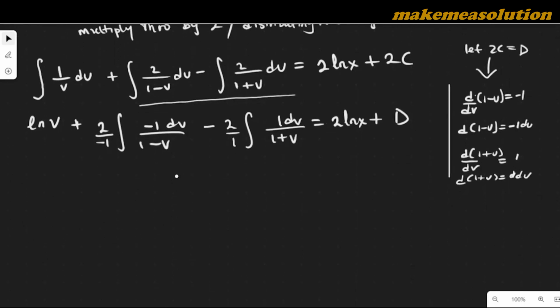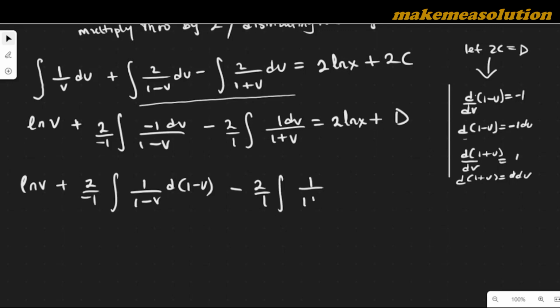So remember, when you're integrating something like this, you have to look for a way to modify what you have in the integrand, so that it gives you the d of what is in the denominator. So this is what happens. You now have 2 over minus 1 integral of minus 1 dv, which is d of 1 minus v. Is that okay? And minus 2 over 1 integral of 1 dv, which is still d of 1 plus v, and this is equal to 2 ln x plus d, like this. Is that okay?